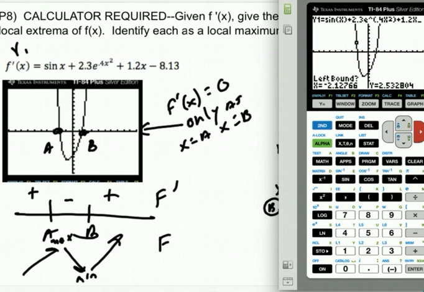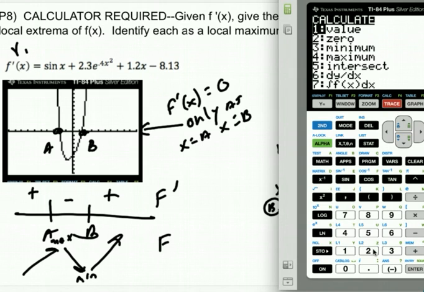Went too far, so I'm to the left. I cross the axis, I'm now to the right. I hit enter. There's the first one, right? And then I'm going to do second calc zero again.